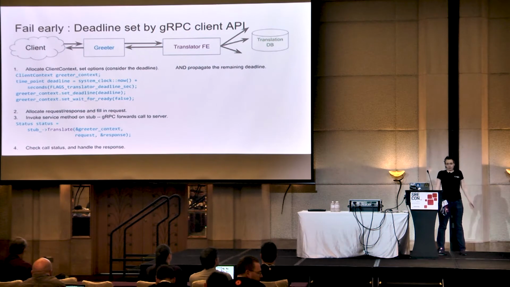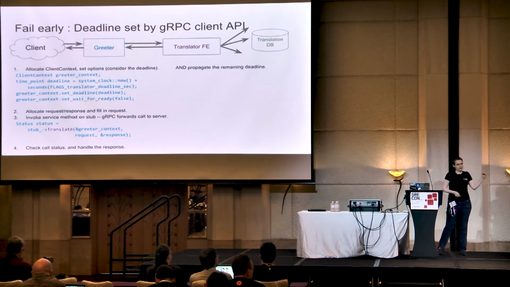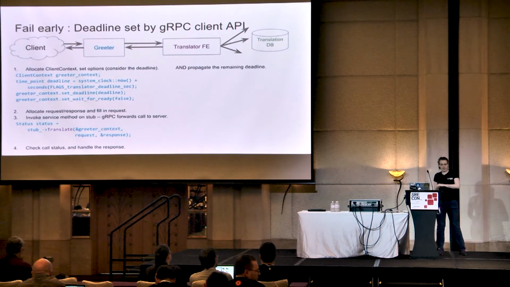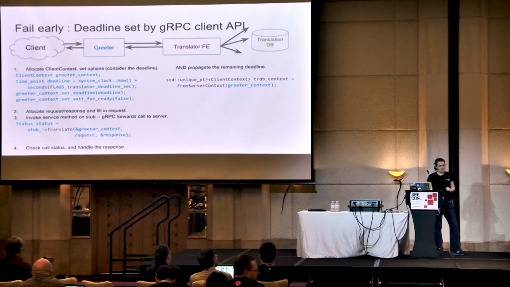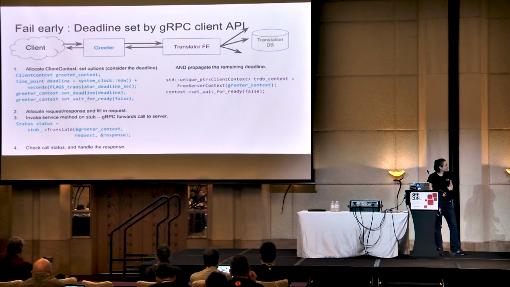If I'm the translator front end and I'm talking to my backends, the best thing I can do is actually propagate that deadline from the greeter on down the stack. So it creates its own client context, but this time it's going to do a copy. So we'll do the same way, but we're going to take the greeter context and take all the context about that RPC that we have, including that deadline, and propagate it down the stack. The only thing that isn't copied over is that wait for ready, because that's something that each serving component is going to have to decide for itself.